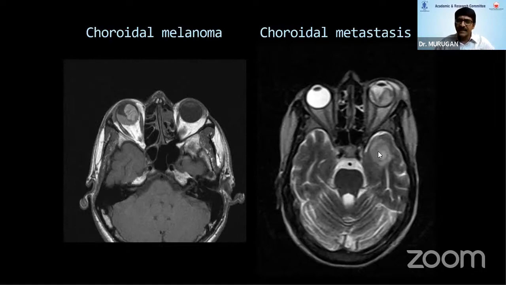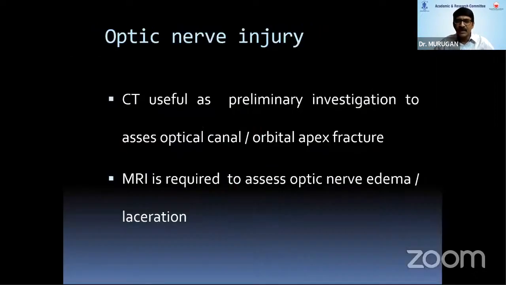The advantage here is it can also pick up the other lesions. For example, here the diagnosis was easy because there was one more lesion here. The MRI brain with contrast can pick up small metastases. Sometimes when we have a single lesion, when we do MRI, there will be multiple small lesions in the brain or cerebellum, which will help to conclude the diagnosis as metastasis. Coming to optic nerve injury, already we have discussed that CT will be the primary or preliminary investigation to assess the fracture, especially.